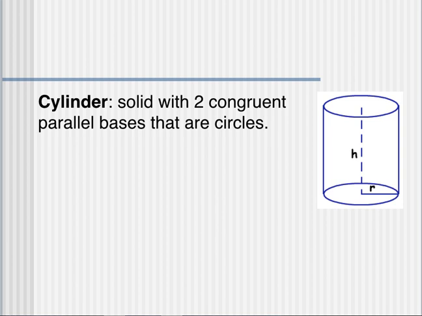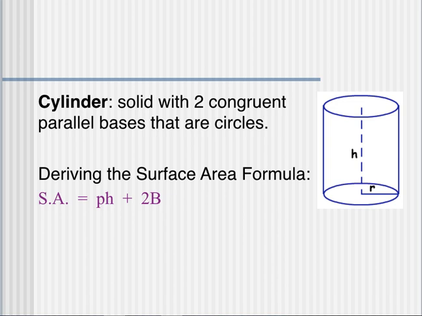Now, because cylinders are essentially prisms with circle bases, you can actually derive, or invent, the surface area formula for cylinders by starting with the formula for surface area for prisms. So first, write down the formula you already know for prism surface area. Surface area equals Ph plus 2B, where P is the perimeter of the base, h is the height of the prism, and capital B is the area of the bases.